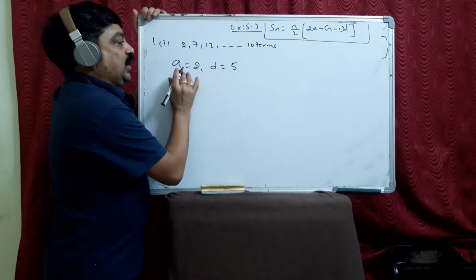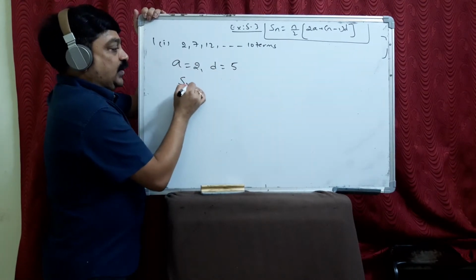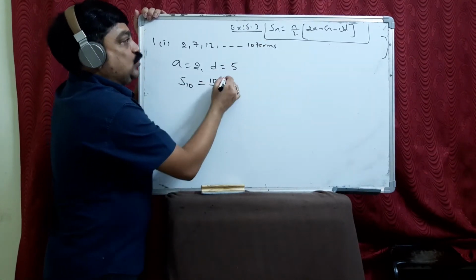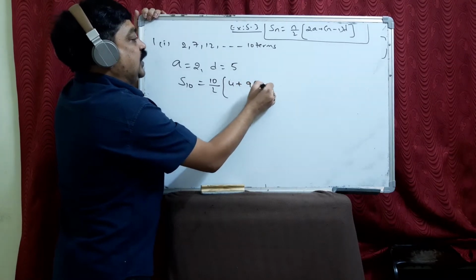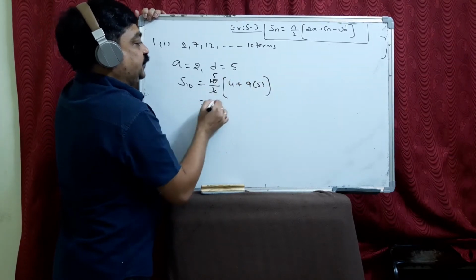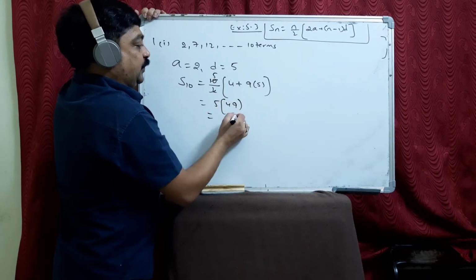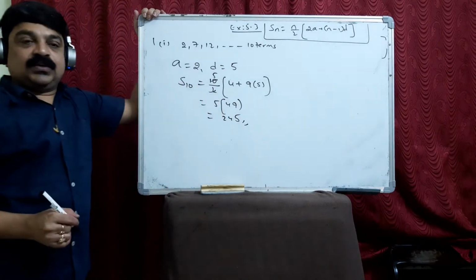Now a is equal to 2, d is equal to 5 here because a2 minus a1. You are asked to find S10. I will apply the formula here: 10 by 2 of 2a plus 10 minus 1, 9, into d, which is 5. 5 into 45 plus 4, 49. 245 is the answer.